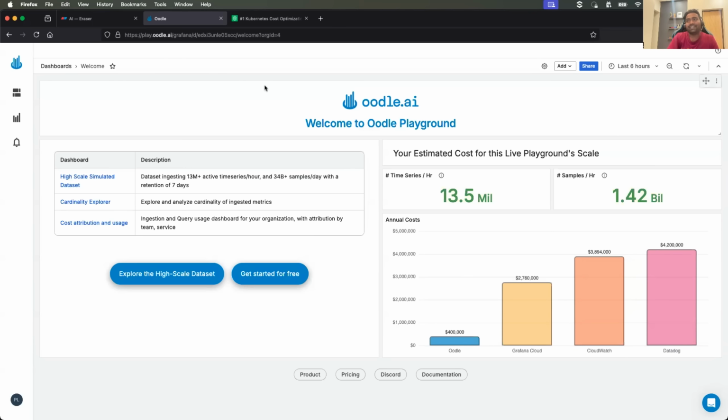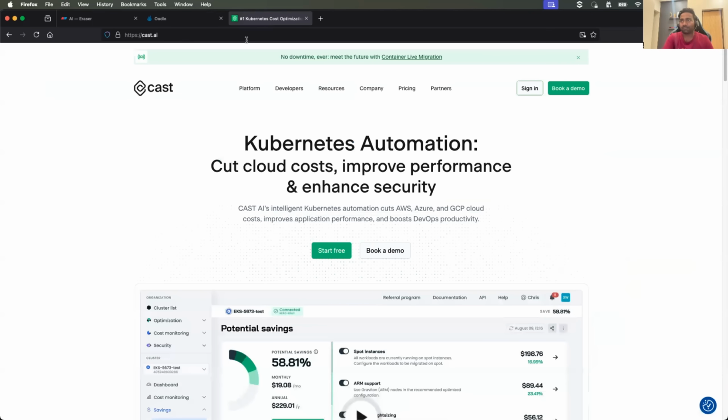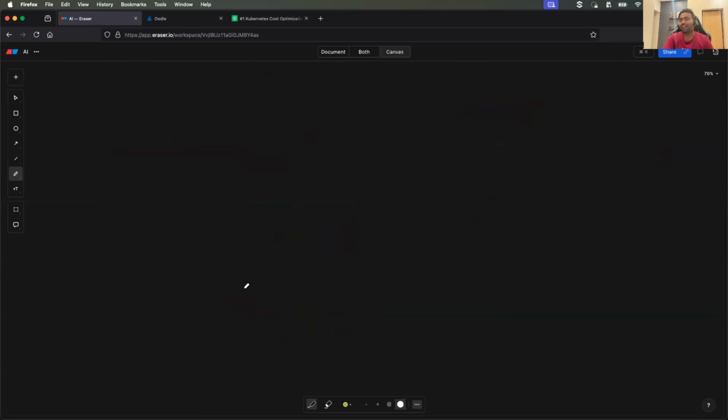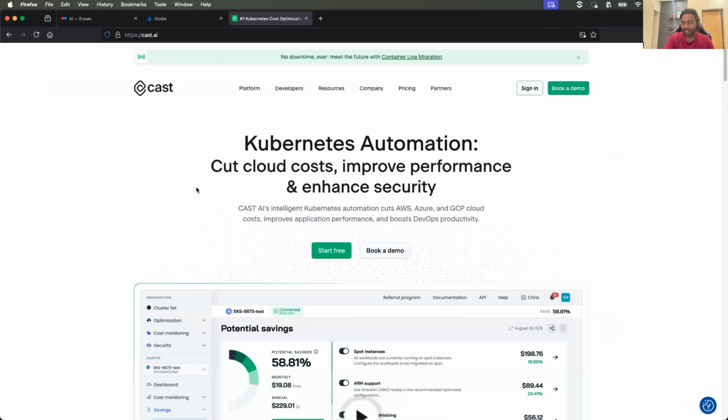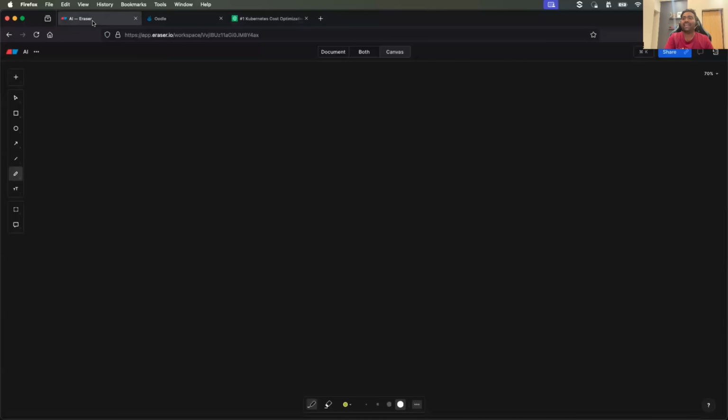Now, let's go to the second one. Okay, so this was an observability solution using AI. Now, what is the other startup that I really loved? The other one is cast.ai. Again, an AI-based startup, but something which is in the FinOps space.